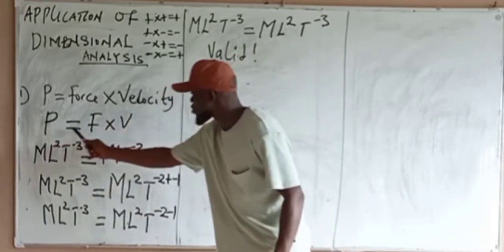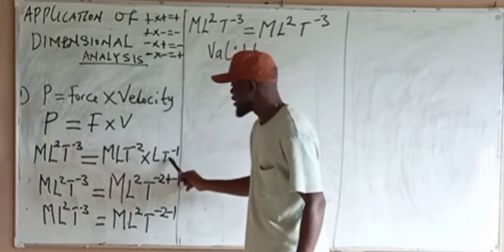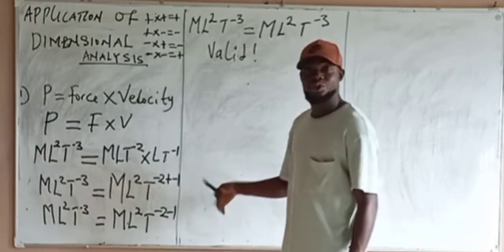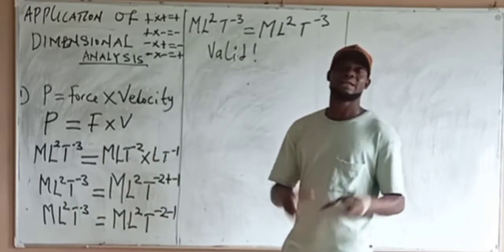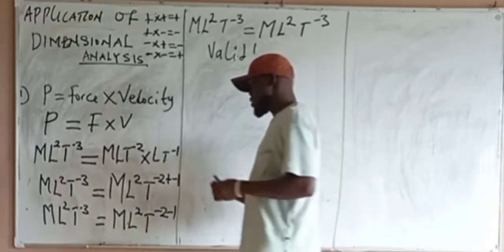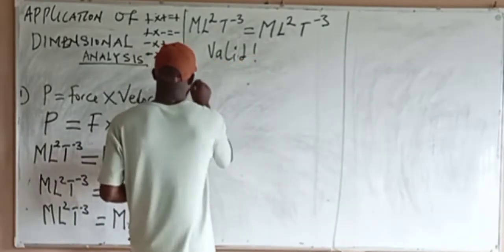Remember, the first step is to bring out all their dimensions. The next is to simplify, using the rules of mathematics, like the rules of indices, for you to have it valid. Now let's look at this one. Take this question now, question 2.